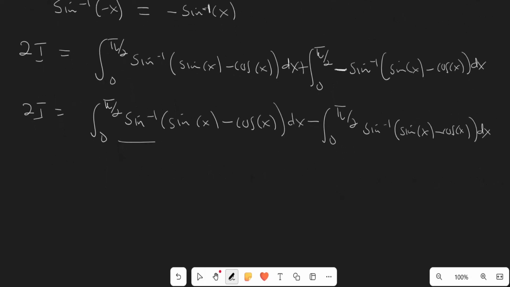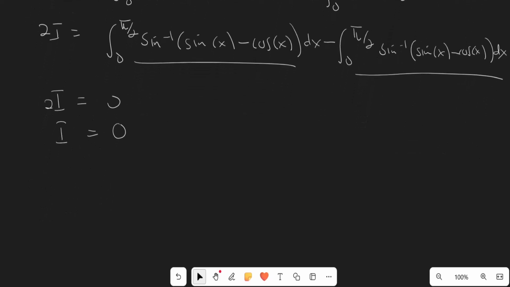So in the end, this and this are exactly the same, so they will just cancel out. So that is just equal to 0. So 2I is equal to 0, and in that case I is going to be equal to 0. Therefore our original integral, which was I, evaluates to 0. So that is how you solve this integral.